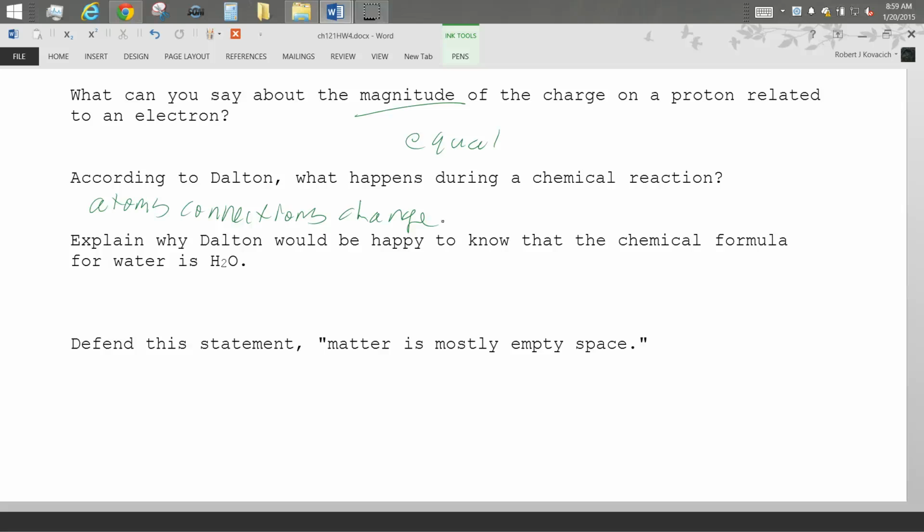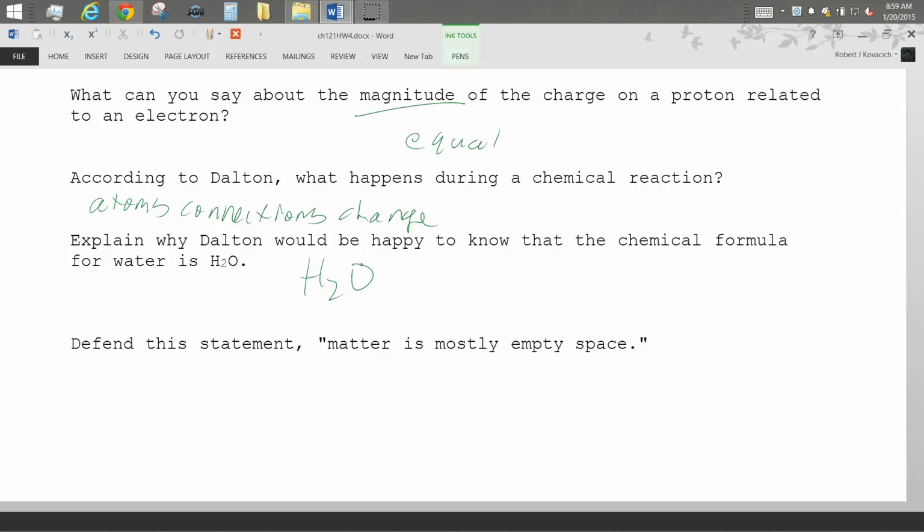Why is Dalton super happy to know that water is H2O? Because it has a perfect ratio. It's got a nice ratio of 2s and 1s. And what else? Whole numbers, yep. Anything else? It will always be H2O. No matter what, it's always H2O.